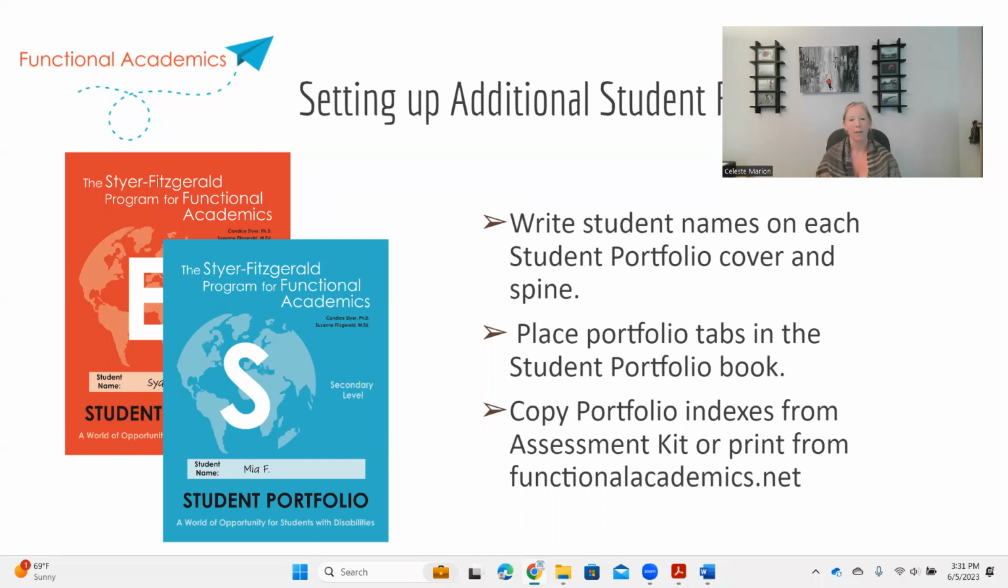Okay, you also have some of those initial portfolio indexes, or portfolio inventories, inside the assessment testing kit. In that pouch where you are beginning to do your student assessment, there is a pouch at the very back called portfolio, and there are a few initial forms, mostly around independent skills, social skills, and communication. It's a great place to start. Those are your original forms in the assessment kit, so make sure you take copies of them for each one of the student portfolios that you would like to set up. Okay.